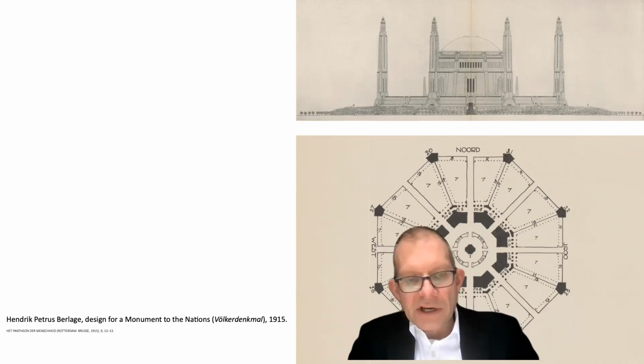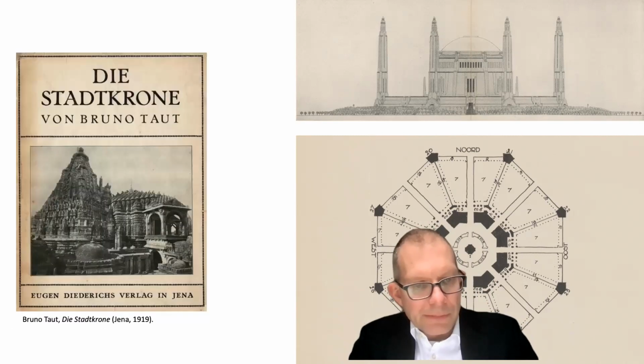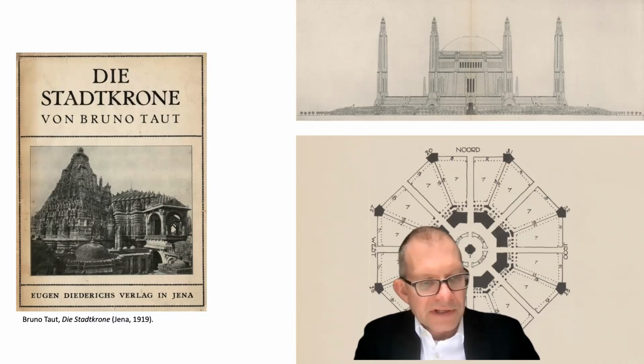This project caught the attention of the German architect Bruno Taut, arguably the leading architectural thinker of his generation. Taut was deeply interested in architecture's capacity to bring communities together, and he published the project in his 1919 Stadtkrone, or City Crown, a book about the search for contemporary architecture that might be able to gather the community, providing a center in an increasingly fragmented world.